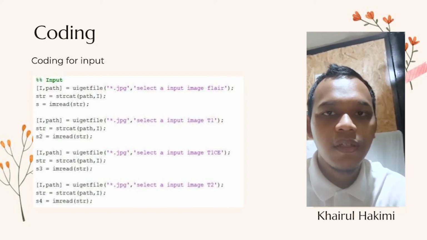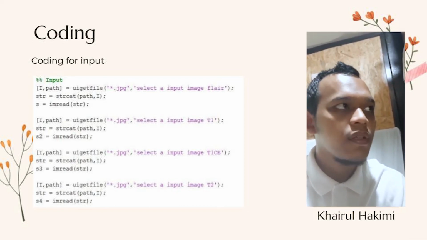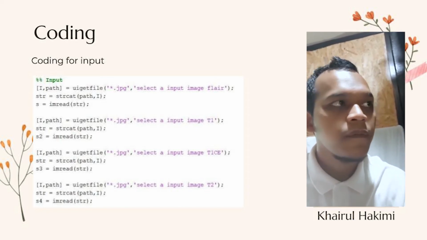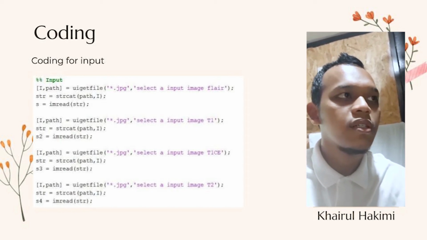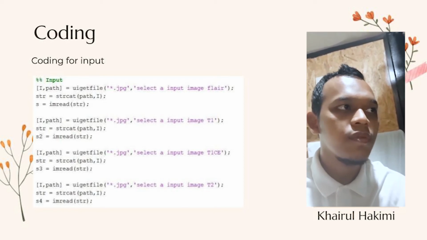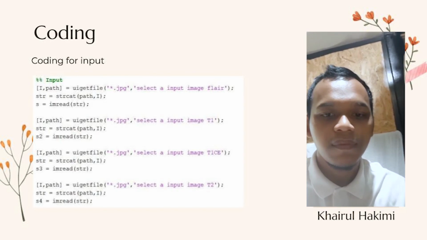The first one is the input for each of the images that we have. We just code to input the image. The first one is FLAIR, second one is T1, and then T1CE, and then T2. So that's basically the input coding.